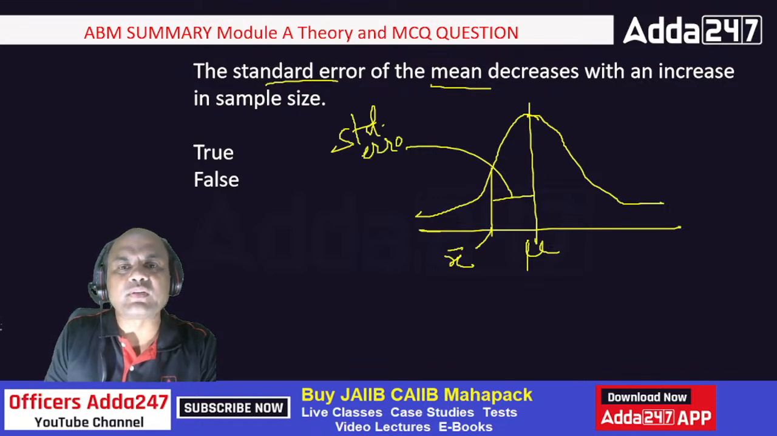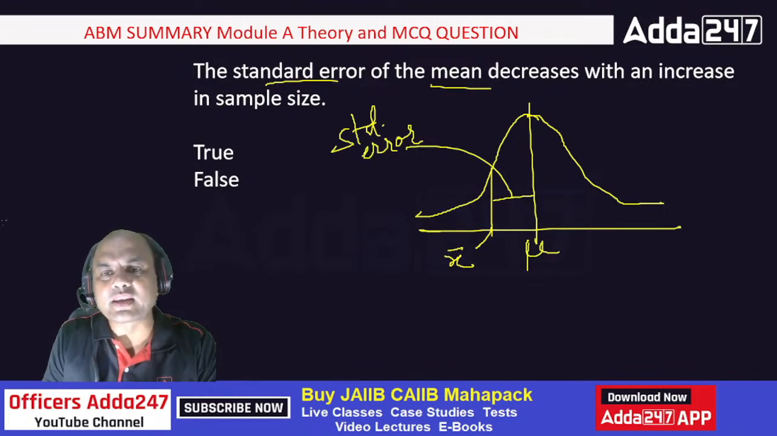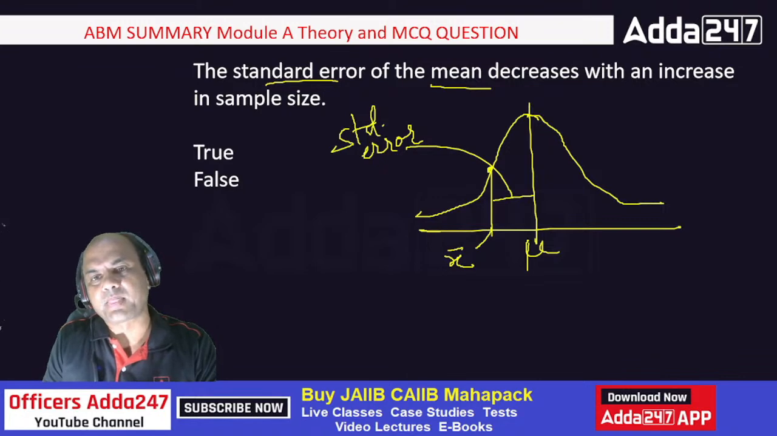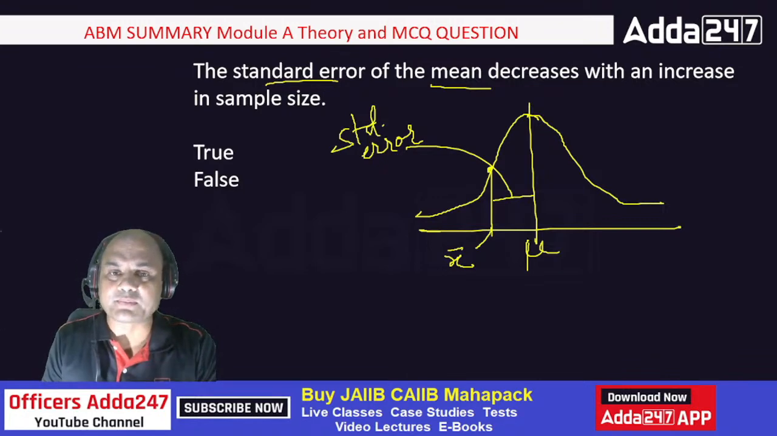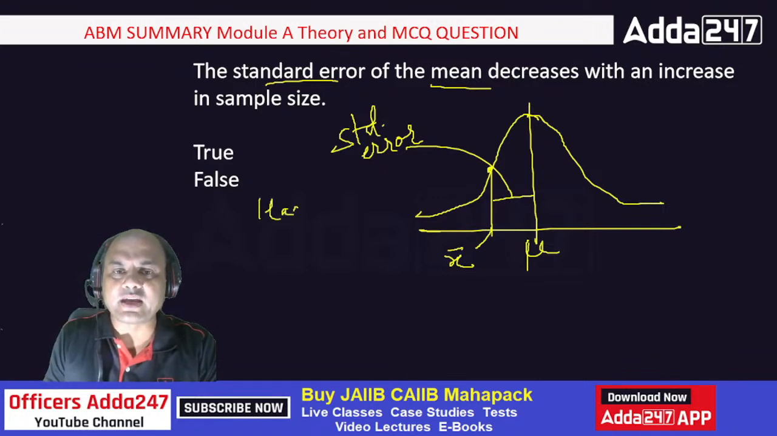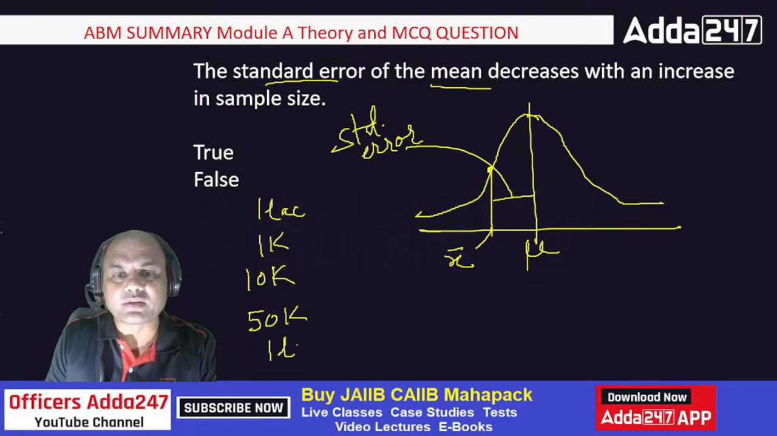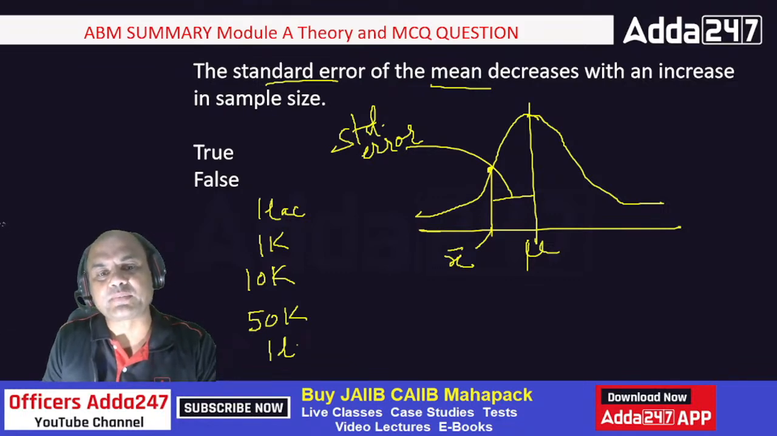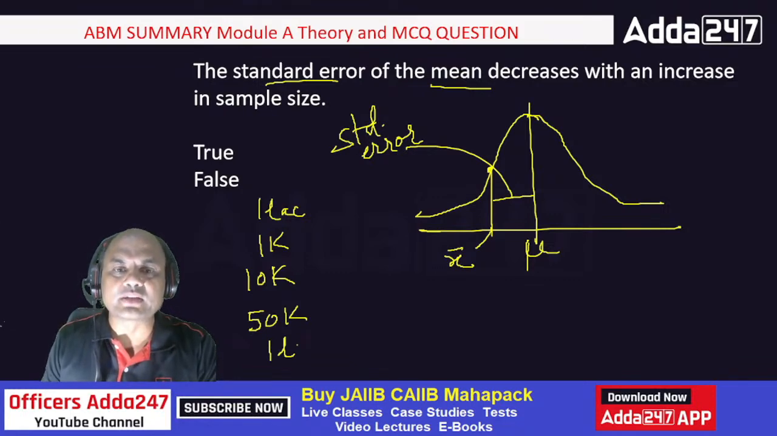Okay. So what will happen? Suppose I go on increasing the sample size. Let's say in our earlier example, we had 1 lakh population and then I had a 1000 sample. Now instead of this 1k sample, I'll take, let's say, 10,000. Or I'll take 50,000. Or I'll take the complete 1 lakh as a sample. So what will happen when I go on increasing the sample size?